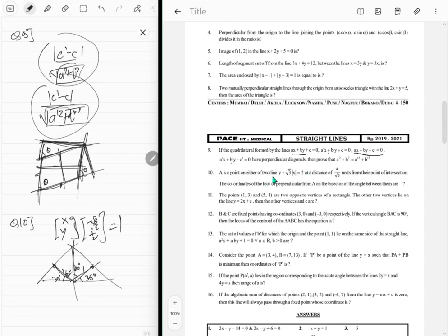A is a point on either of these two lines at a distance of 4 upon square root 3 units from their point of intersection. This is the point of intersection. How much is this distance? This is 1, this is 60, so it should be 2, right? Similarly, this is 1, and this is 30. This is tan theta and stuff.